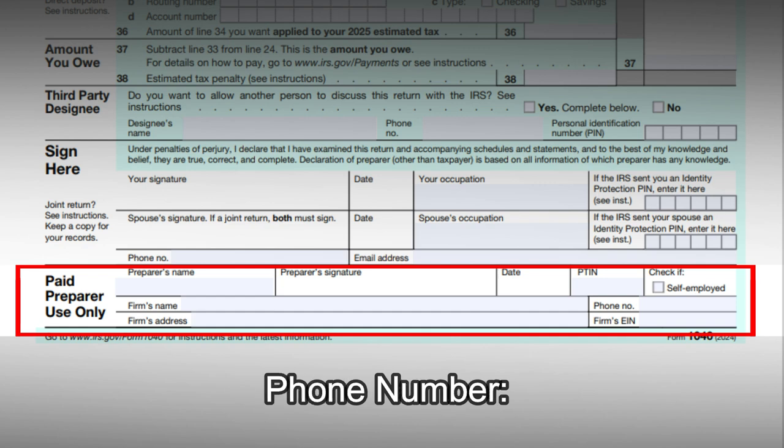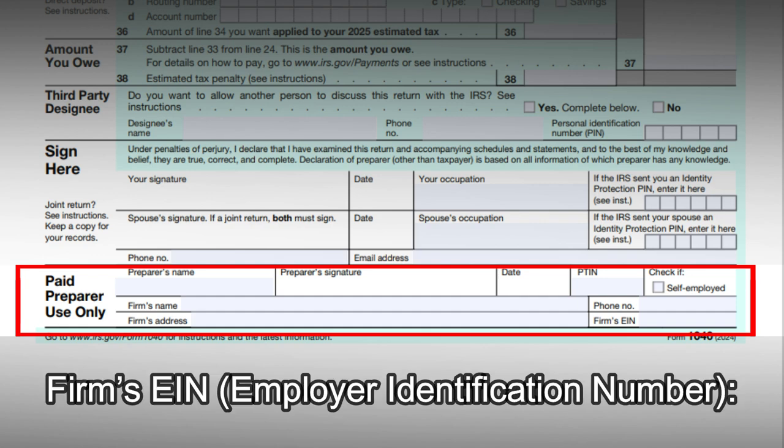Phone number. The preparer or the preparer's firm's phone number where the IRS can reach them if needed. Firm's address. The address of the preparer's firm or the preparer's office. Firm's EIN, Employer Identification Number. If the preparer works for a firm, the Employer Identification Number, EIN, of the firm is listed here. This number is used to identify the business for tax purposes.